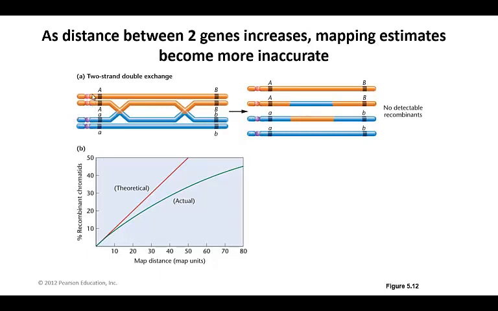Okay, so if you had a single crossing over event, it might be easy to see that when you're looking at the offspring. But if you've got this double crossover, it's actually very difficult to determine that you have it. And the reason why is because in these offspring, if these genes are far enough apart, you're not going to be able to notice that you actually had this recombination event happening. And so what you see as you increase the map distance between two different genes, as the theoretical goes up, it's pretty linear. As the actual goes up, you can see that it's not going to be quite as accurate.